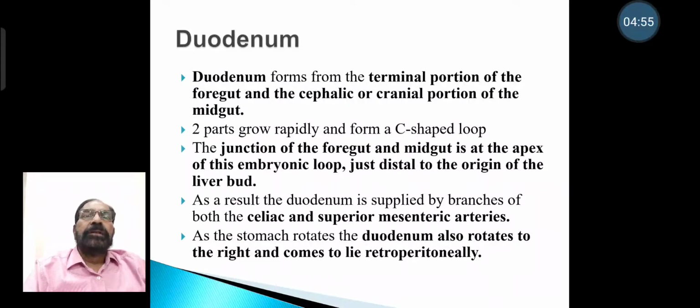Duodenum. Duodenum forms from the terminal part of the foregut and the cephalic and the cranial portions of the midgut. Two parts grow rapidly and form a C-shaped loop. The junction of the foregut and the midgut is at the apex of this embryonic loop, just distal to the origin of the liver bud. As a result, the duodenum is supplied by branches of both celiac and superior mesenteric arteries. As the stomach rotates, the duodenum also rotates to the right and comes to lie retroperitoneally.